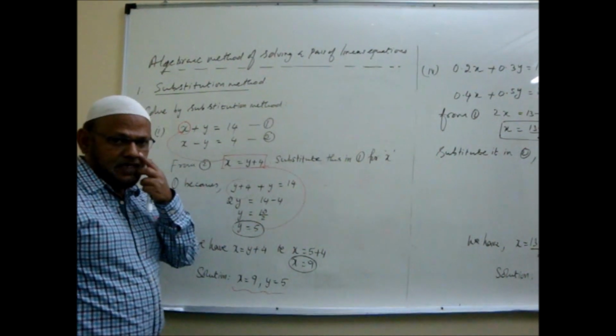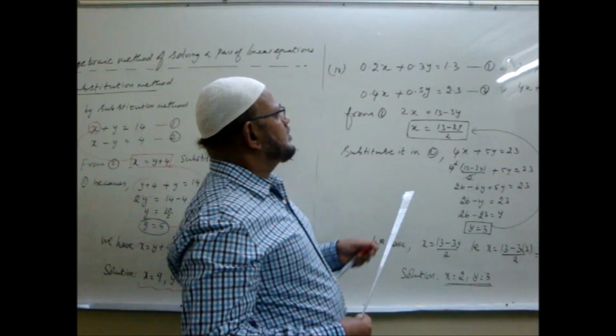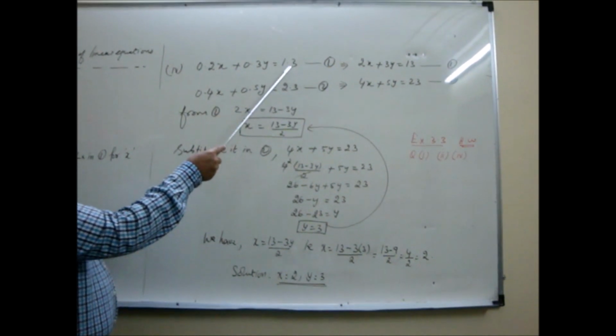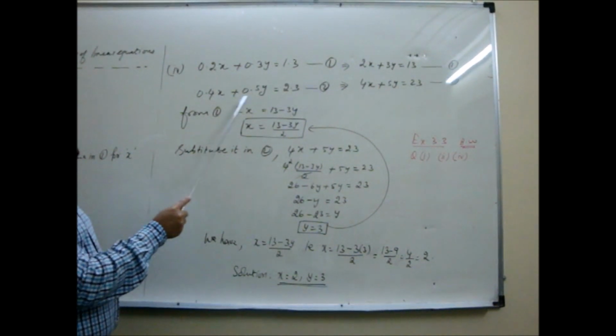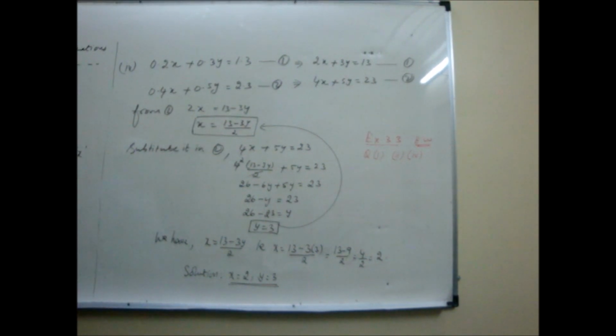Like that, one more example. Let us take your textbook question. See this question. This is given in decimal. 0.2x plus 0.3y is equal to 1.3. 0.4x plus 0.5y is equal to 2.3. Better you remove all the decimal points.